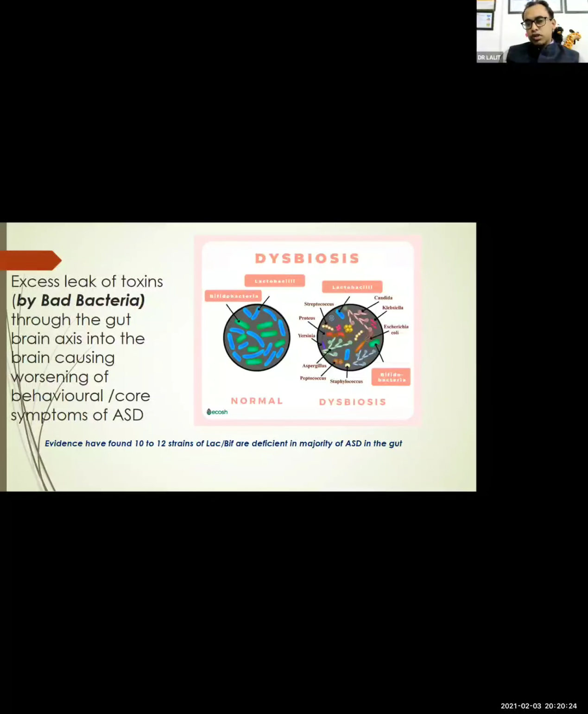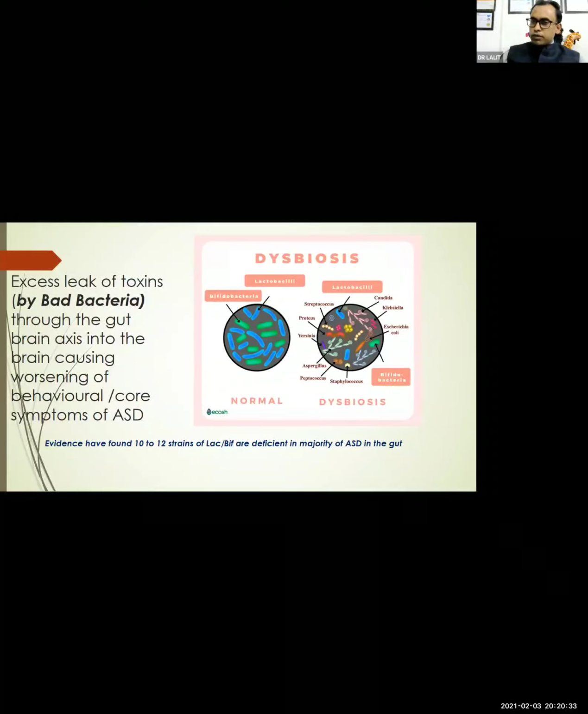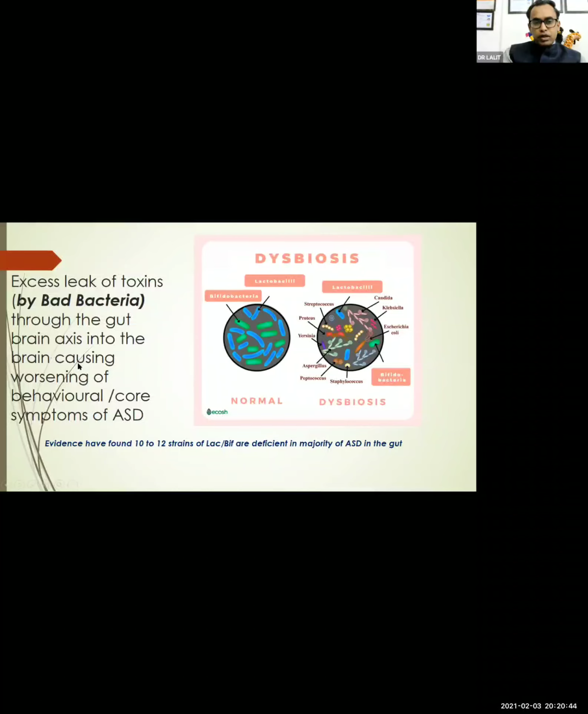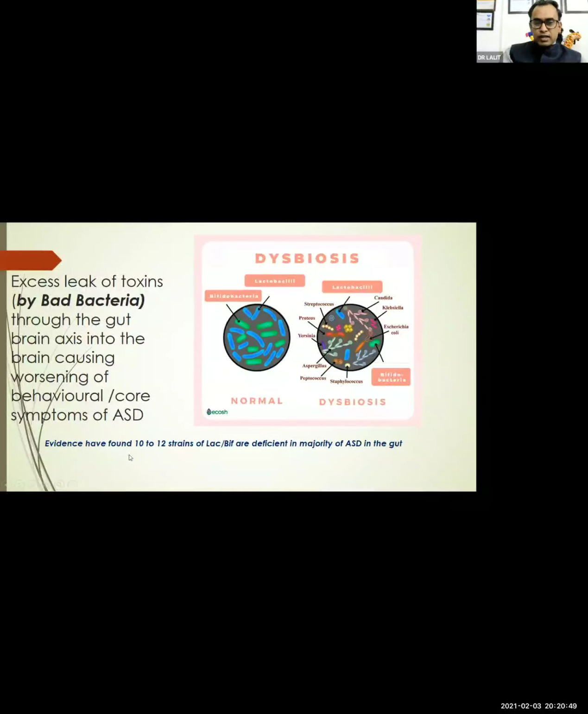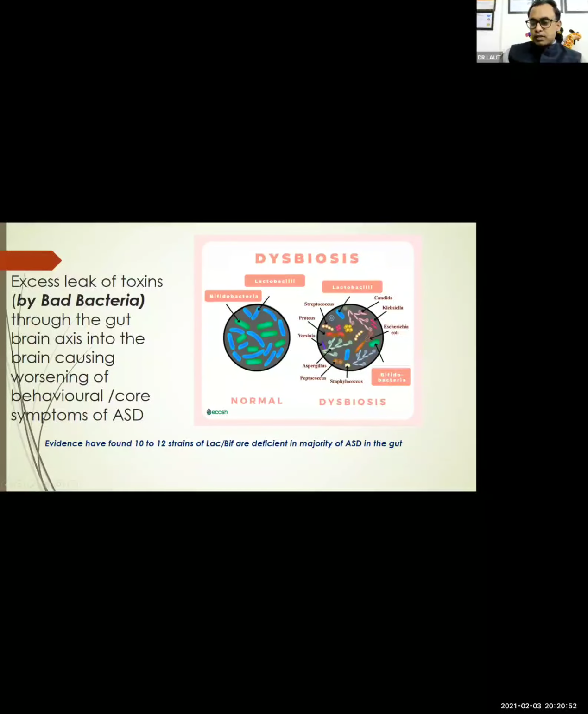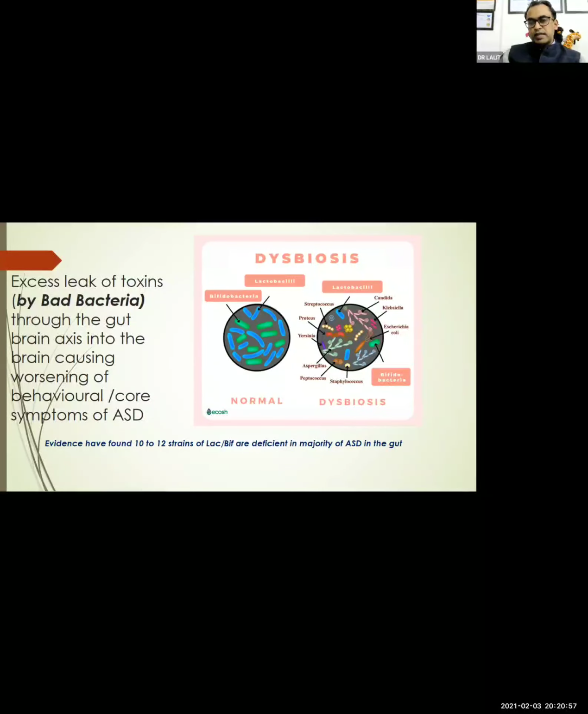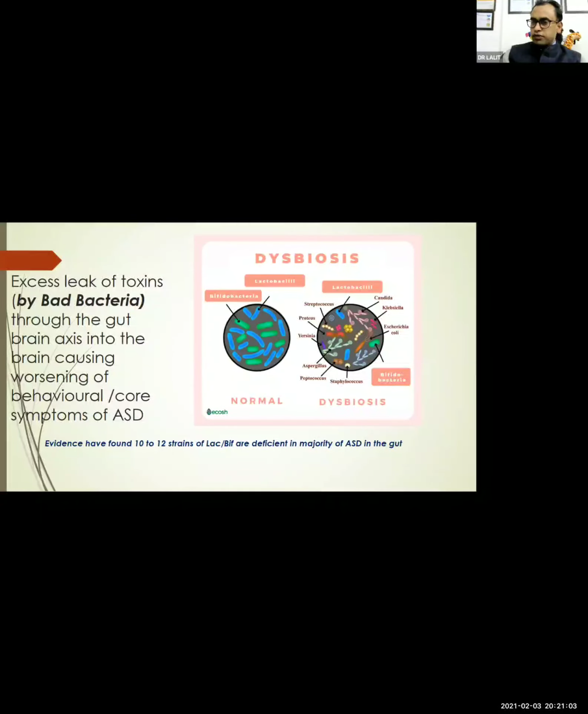So through our research and the literature, we can say that the gut of children on the autism spectrum has very little lactobacilli and bifidobacteria, which are considered good bacteria in a neurotypical child or an autistic child. Because of the leak of these toxins through the gut, they reach the brain through the gut-brain axis, which can worsen the behavioral symptoms of ASD. Evidence has found that there are 10 to 12 specific strains of lactobacilli and bifidobacteria which are deficient in the majority of ASD kids.